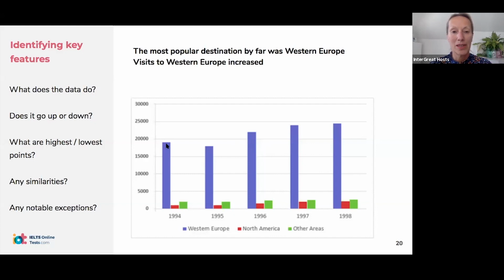Okay, the other thing we noticed was visits to Western Europe increased. Okay, so you can see this increase here. It does go down slightly, but then it increases. And then something that some of you noticed, visits to North America and other areas were low and stayed fairly low. Okay, so they're the three main features of that.